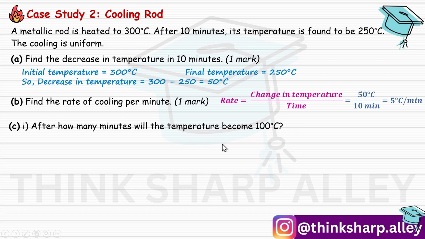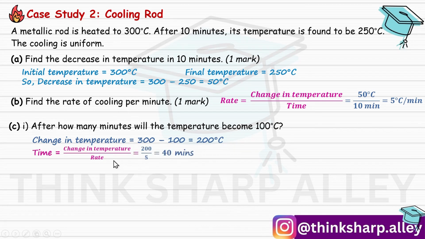So we can find out the change in temperature easily. From 300 to 100, that means the temperature drop that I need is 200 degrees Celsius. So the time is change in temperature divide rate. So 200 divide 5, which gives me 40 minutes. So in 40 minutes, the temperature will become 100 degrees Celsius.